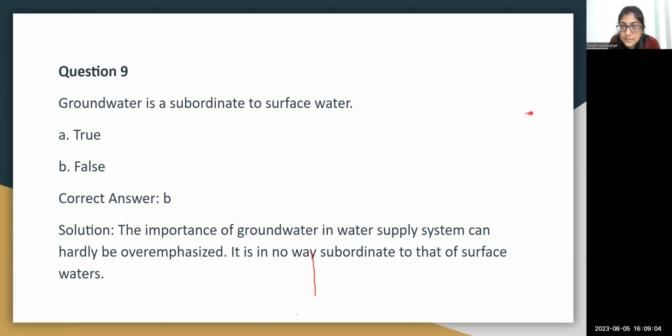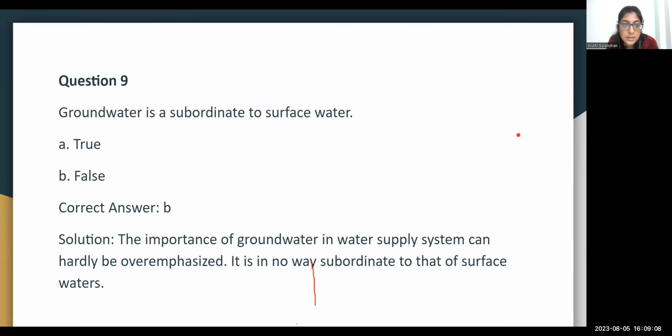Then there's another question, question number 9: groundwater is a subordinate of surface water. The answer is no. You cannot decide which is better. You can't say that groundwater is better than surface water or surface water is better than groundwater. There are a lot of variables when it comes to deciding this factor. Nothing is better than the other or worse than the other. So the statement here is false. Groundwater is not subordinate to surface water.